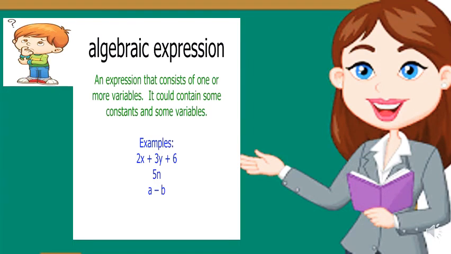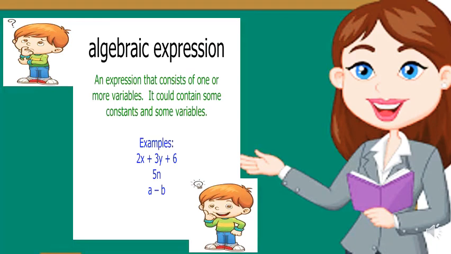An expression that consists of one or more variables, it could contain some constants and variables also, connected by different operations like plus, minus or division and even multiplication signs. This is called as an algebraic expression. So hope you all know now.